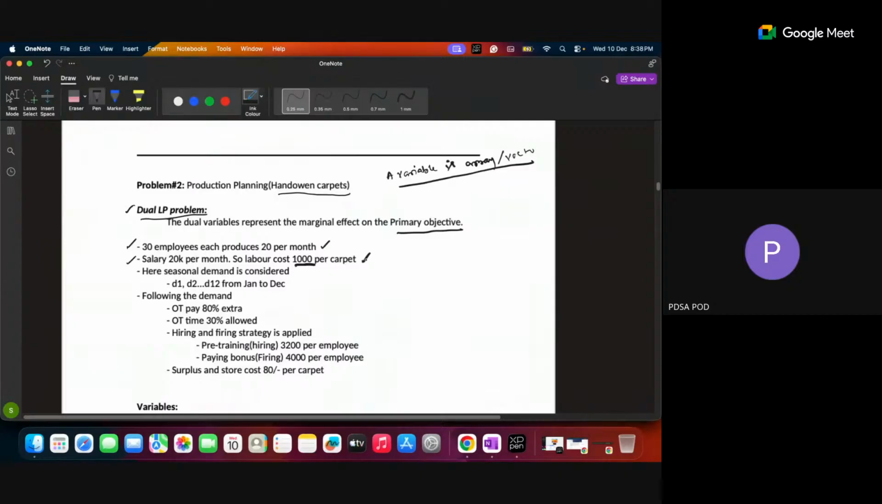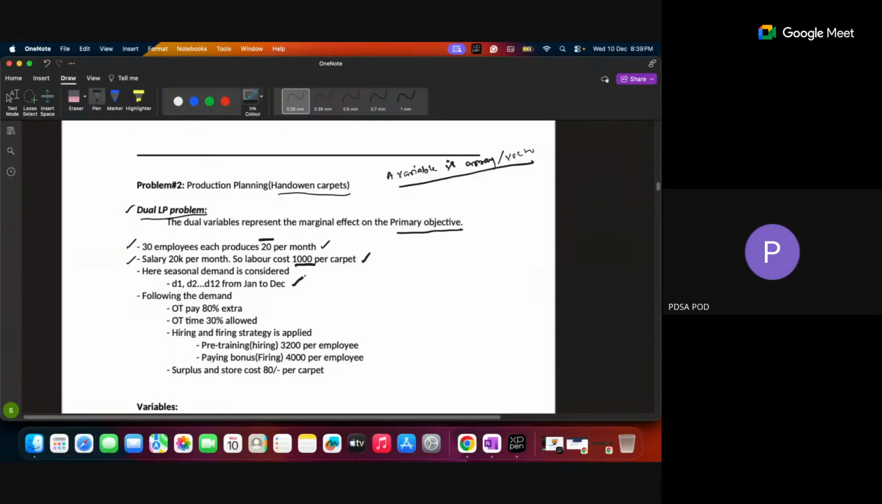But what happens is the demand for that carpet is not always the same. Right now, maybe this month 20 is okay. Next month, when the winter season or some other festival season comes, you might have to increase. Maybe we don't know. So the demand is changing month to month. There is a seasonal demand. So this is a dual variable. This variable contains 12 values: month 1 demand, month 2, month 3, month 4. All 12 months of demand are there.